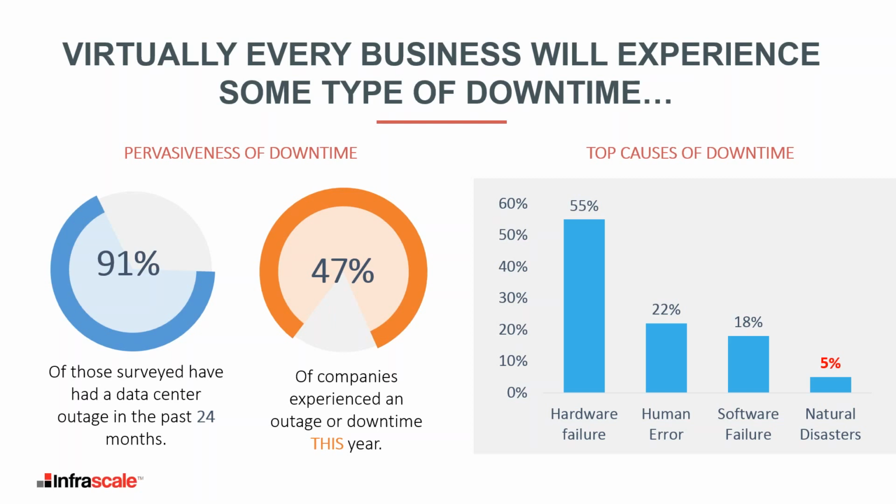But it's actually the graphic on the right-hand side of this slide that I want to draw your attention to. Because what this does is break down that downtime, in the sample size of 300 companies we spoke to, into the actual causes of that downtime. And what you'll see is that the leading cause is hardware failure, second is human error, third is software failure, and only 5% is natural disasters.